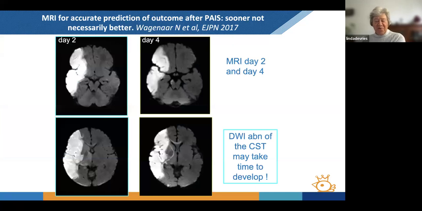Now, again, you don't have to be too fast. It's always better to be a little bit reluctant to do a scan immediately, like in the HIE baby. And also for the pre-Wallerian degeneration, we can see over here that on the first scan on day 2, we do not see the cerebral peduncle, while we do on day 4, and the same applies for the corticospinal tracts. So also the diffusion abnormalities of the corticospinal tracts, they take a little bit of time to develop.